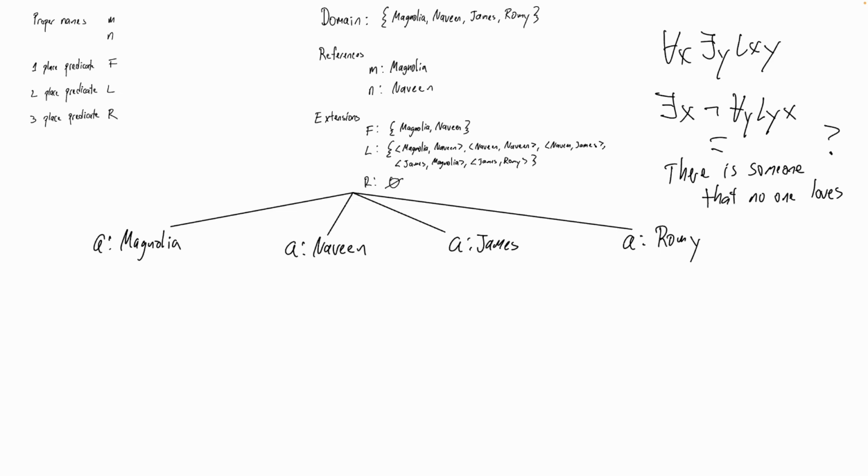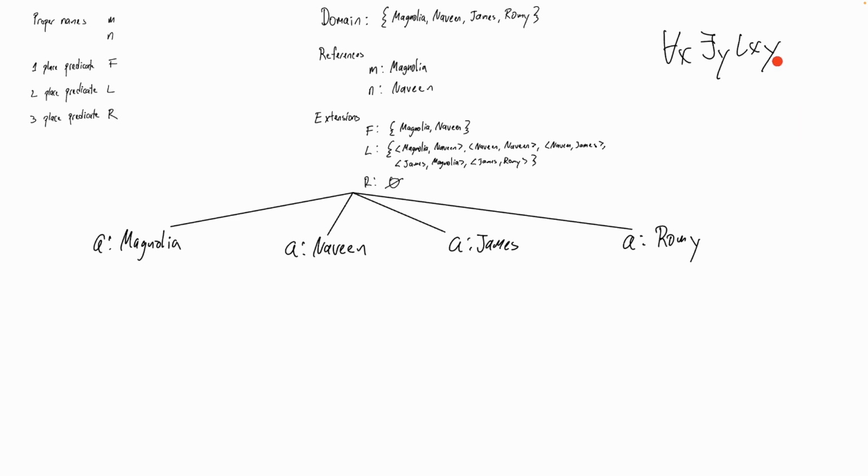So let's go through how to work out the truth value of "for all x, there is a y such that Lxy" on the official semantics, and then we'll come back to "there is an x such that it's not the case that for all y, Lyx." So first, to work out the truth value of "for all x, there is a y such that Lxy," we look at the instance, "there is a y such that Lay."